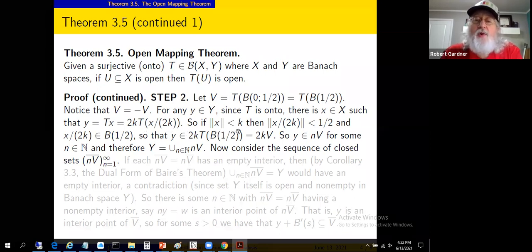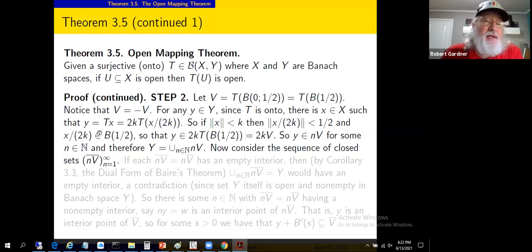So if we have the norm of x strictly less than k, then the norm of x divided by 2k is strictly less than k divided by 2k, or strictly less than a half. So here we have a vector of norm strictly less than a half. In other words, this vector is in B of a half, the ball centered at 0 and with radius a half. That is, x divided by 2k is an element of B of a half. The ball of radius a half and center 0 consists of all vectors of norm strictly less than 1/2, and that's what this vector satisfies. So y is an element of 2k T of B of a half.